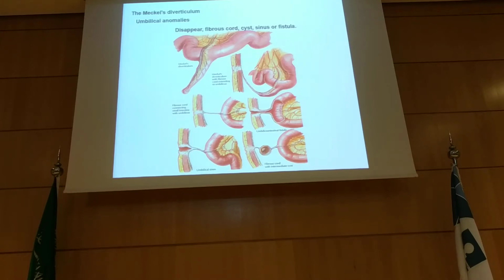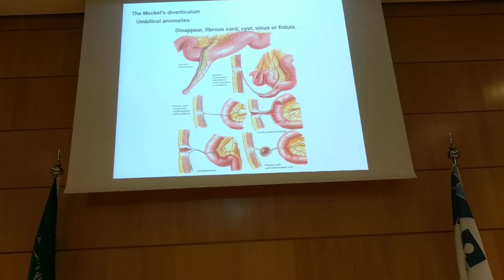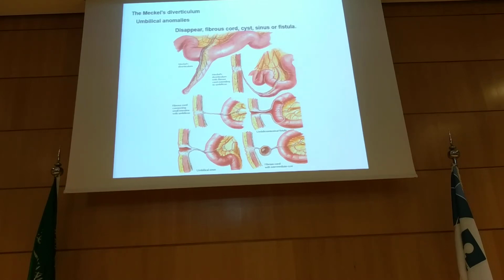You know what is the difference between fistula and sinus? Fistula, it is open at both ends, so you will have feces or digested food going through your umbilicus. While sinus, it's only open from one side. Sometimes you'll even have a cyst between these two structures. So these are different varieties of remnant of the vitellointestinal duct.